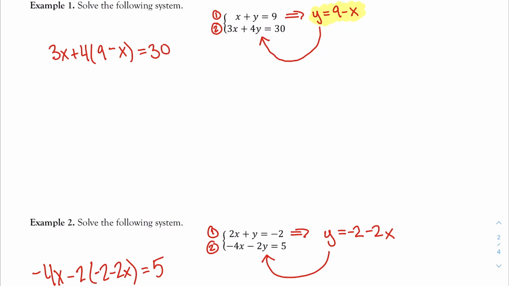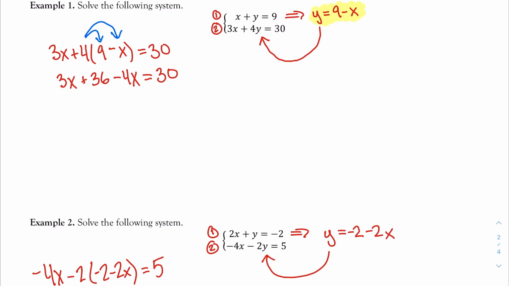Now, all I had to do is solve for x here. The first thing I would probably do to solve for x is get rid of our parentheses. We can do that by multiplying my 4 to my 9 minus x. If I do that, I get 3x plus 4 times 9, which is 36. 4 times negative x, we get negative 4x. And this is equal to 30. So all I did was distribute the 4.